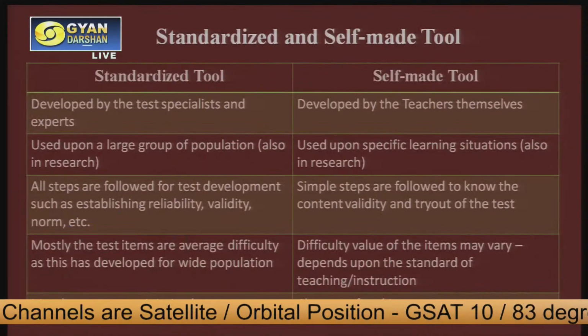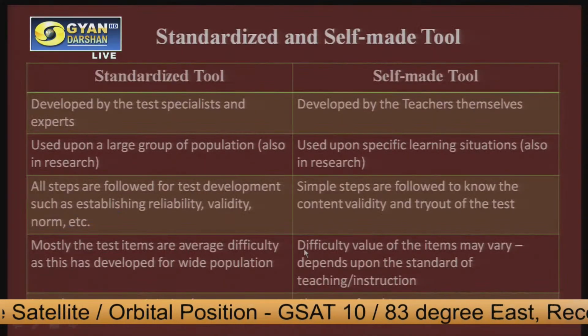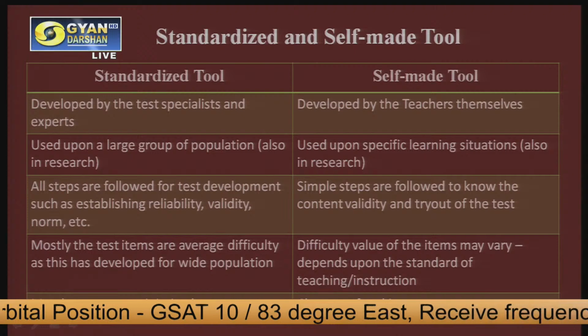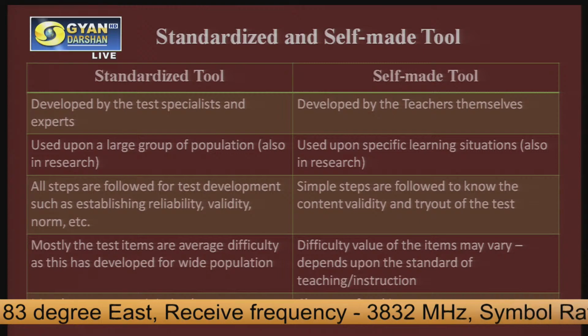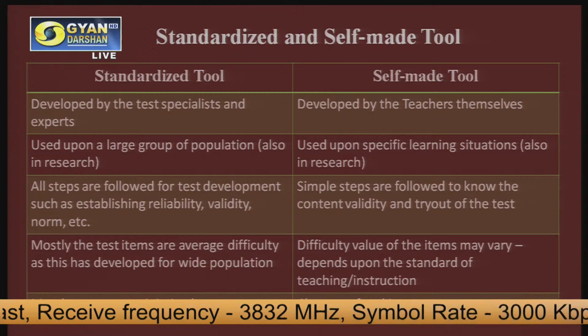Then lastly, I can say that in a standardized tool, errors are mostly minimized, whereas chances of making errors are there in a self-made tool. Because in a self-made tool, you are not going to establish the reliability, you are not going to establish the validity, and you are not developing the norm. So that's why errors are included in a self-made tool. But in a standardized tool, errors are mostly minimized.